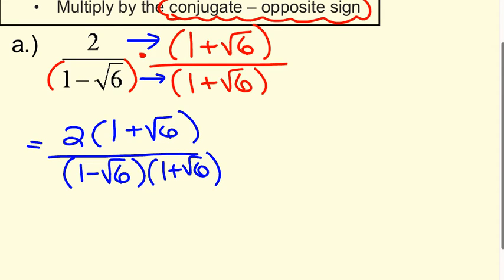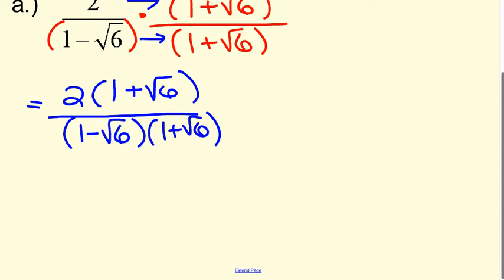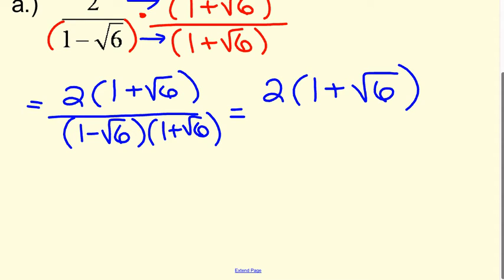Now, when I multiply the numerator, I'm not going to distribute the 2 through quite yet. I'm going to leave it alone because I'm hoping that maybe it might reduce down later. So I'm just going to leave it alone. What I want to focus on next is this denominator. I'm going to FOIL it.